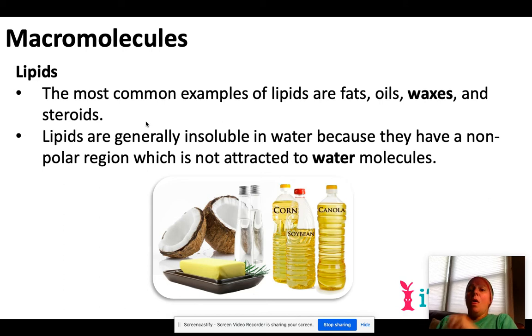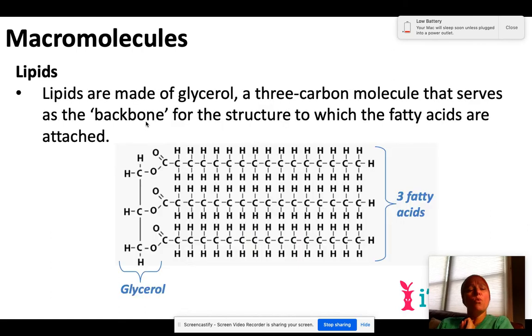A good way to know whether or not it is a lipid is whether or not when you put it in water, it will mix with water, because lipids don't mix with water. And so what are lipids made up of? They all have a glycerol and 3 fatty acids. So we have 3 chains kind of attached to a glycerol as the backbone.